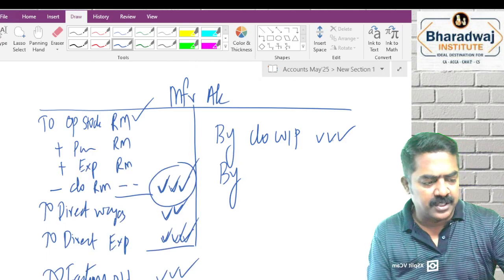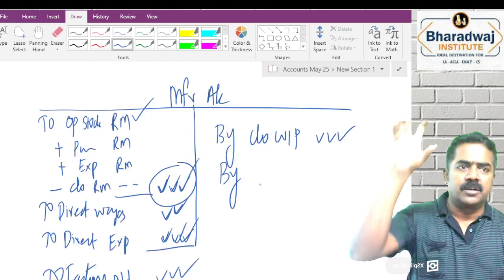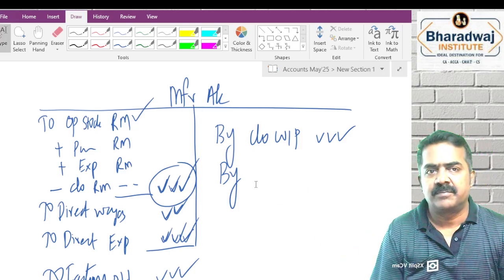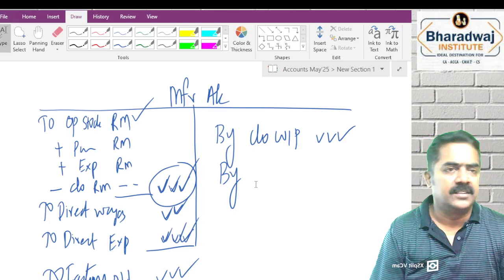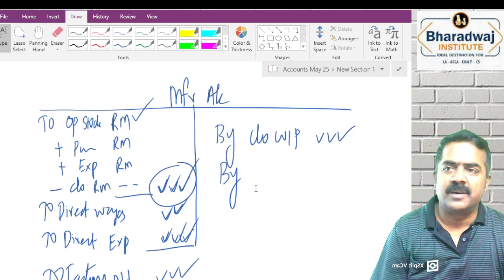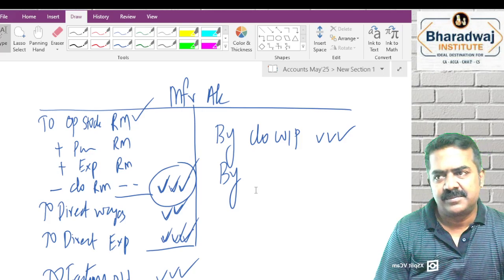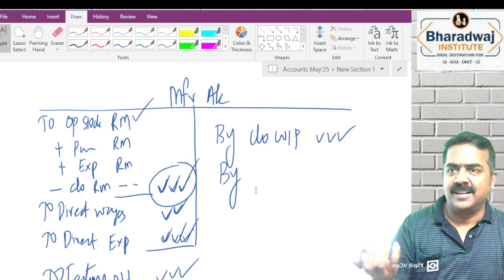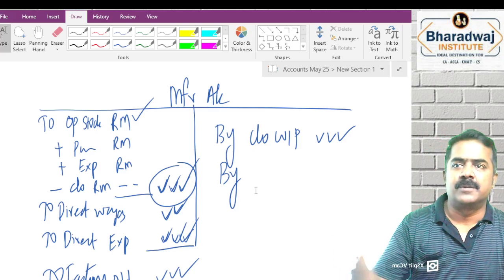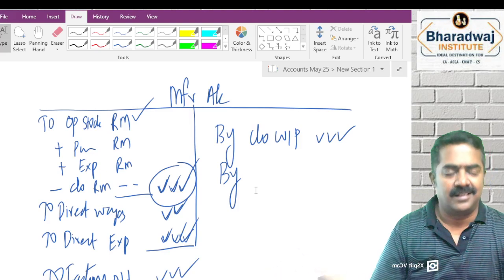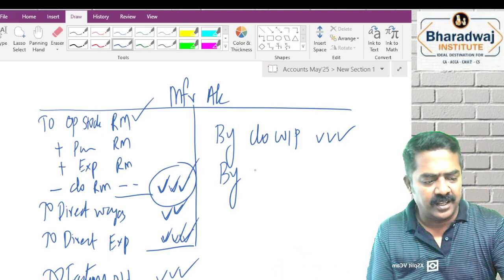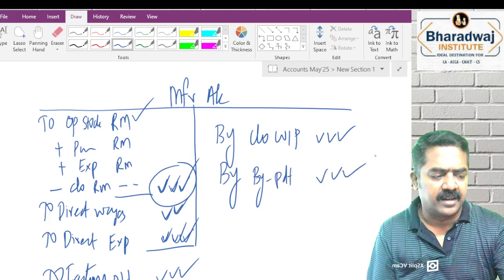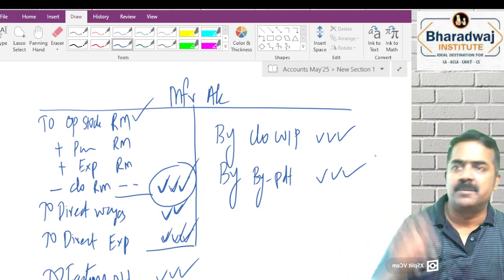Then eliminate closing WIP. In the sugar manufacturing process, there will be a byproduct. What is a byproduct? Getting another product from it. Example, a sugar manufacturing company: sugar molasses. With that they will manufacture paper boards, industrial alcohol, ethanol, all those things they extract. So eliminate the byproduct. Byproduct means product recovered from the wastage discarded in the main process.